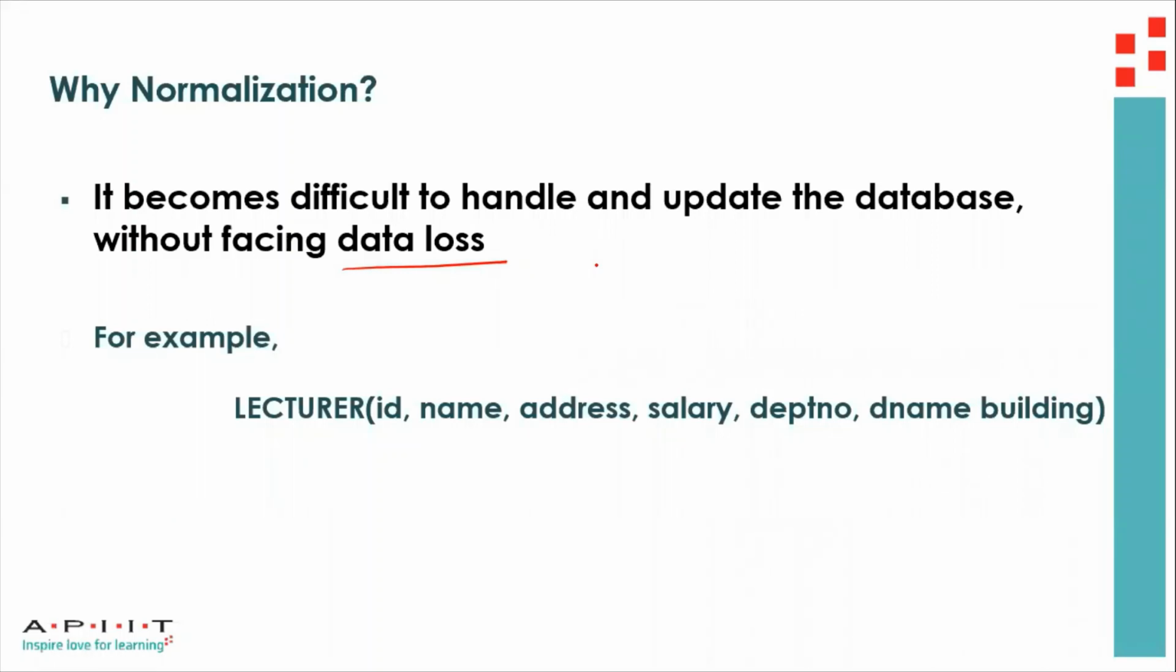Children, I'm taking an example. You can see this is a relation. The relation name is lecturer, and we have different fields in this relation: ID, name, address, salary, department number, department name, and the building. So lecturer is the relation name, and we have these fields. I'll show you a sample data set for this.